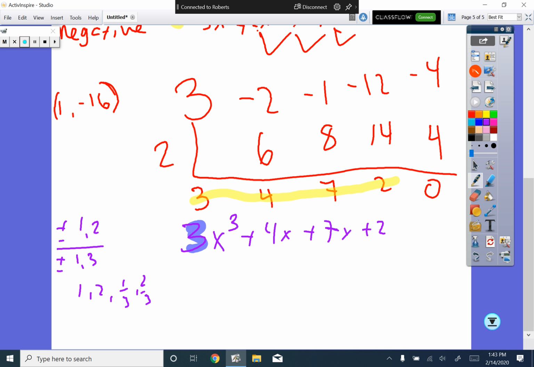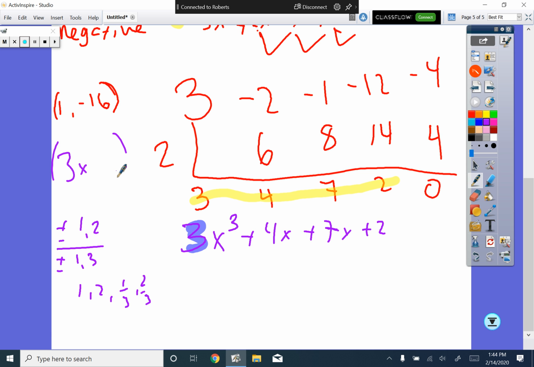Anybody else want to try something? Let me show you also something you might want to think of. Do you guys see how the leading coefficient is a 3? You might want to try that 1/3 or 2/3, because somehow, some way in the factoring, you had to have a 3x there, don't you? Does that make sense? Because how do you get to a 3? Something has to be a 3 in front.